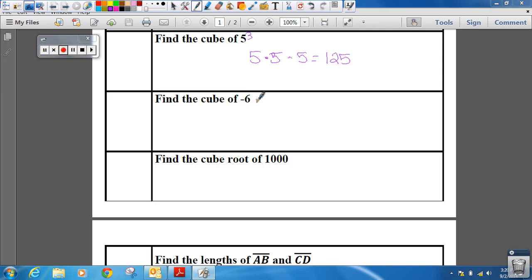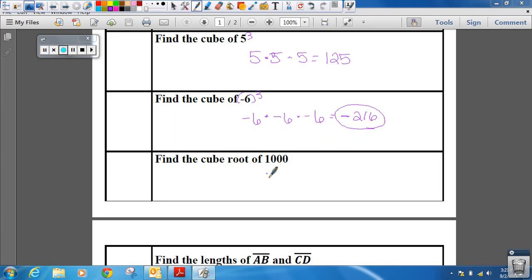Find the cube of -6. So the cube of -6 would be -6 times -6 times -6. An odd number of negatives would give me a negative answer. 6 times 6 times 6 is 216. So my answer is negative 216.